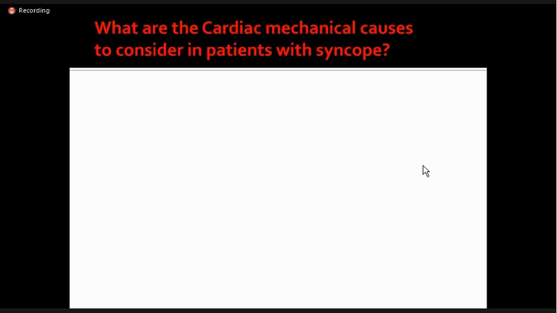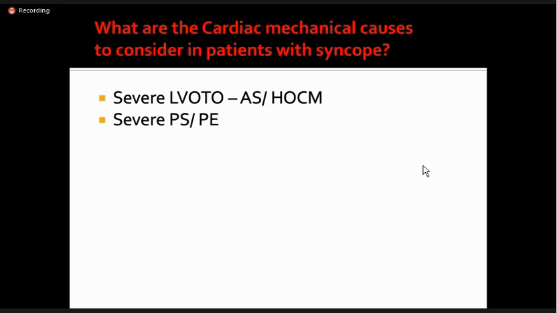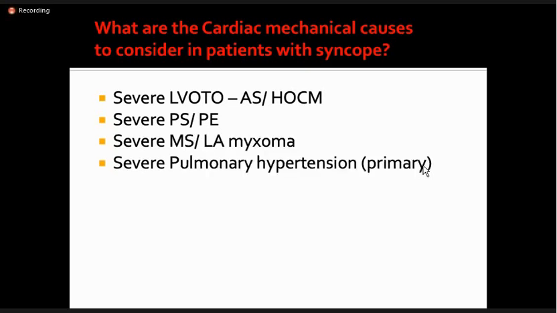Okay. So earlier we had discussed there are mechanical causes of syncope and there are arrhythmic causes of syncope. So what are all the mechanical causes? We saw HOCM, right? Similarly, aortic stenosis is another mechanical cause. There are some patients with valvar AS who present only with symptoms. It's very unusual nowadays, but it can happen. So severe LVOTO. Similarly, anything that causes low cardiac output: severe PS, pulmonary embolism, severe MS.